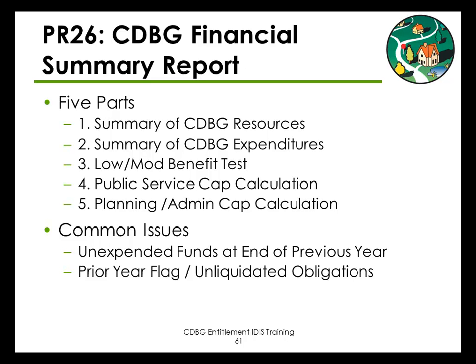The report is divided into 5 parts: the summary of CDBG resources, the summary of CDBG expenditures, the low-mod benefit test, the public service cap calculation, and the planning and administration cap calculation. In the next part of this module, we will walk through the steps to generate a report, we will practice formatting a report in Excel, and we will discuss the PR26 report.